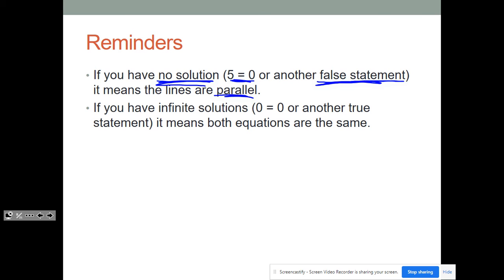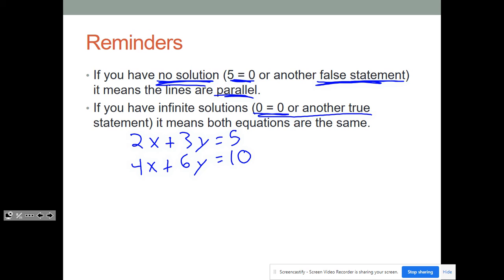Infinite solutions. In other words, you get a true statement, but no x's. The x's all dropped out. And you get like 0 equals 0, or 5 equals 5, or 10 equals 10. That means the equations are identical, meaning it's just one line. Instead of being parallel, it's just one single line graphed on top of itself. So like this equation, these two equations are identical. The bottom is just twice the top one.